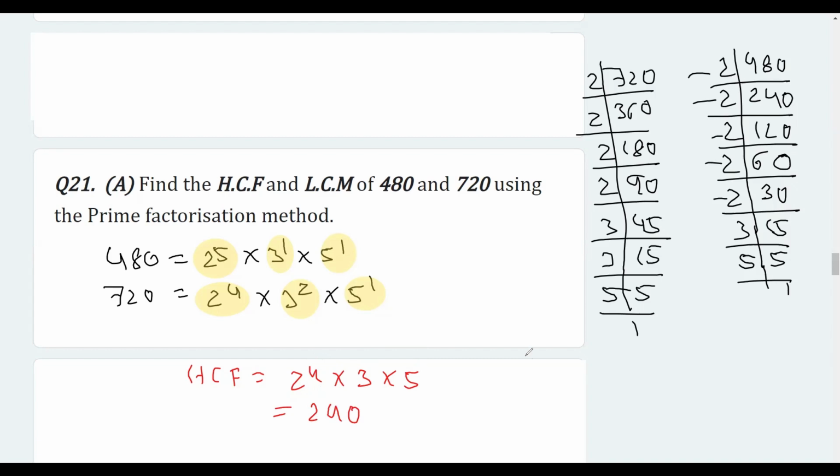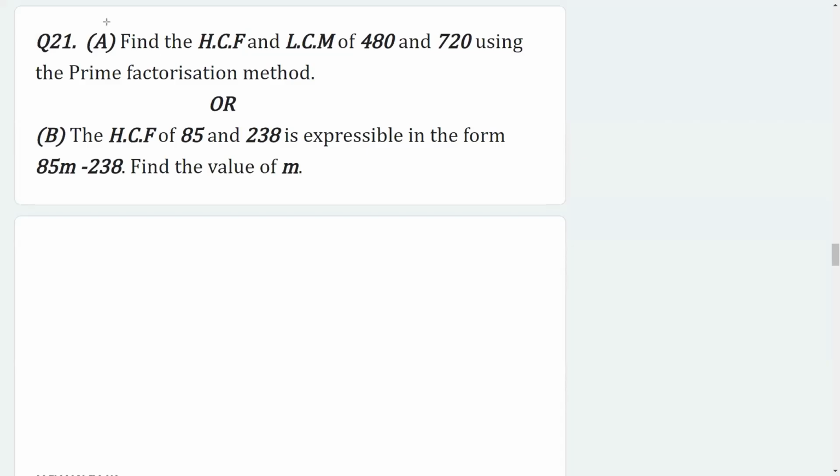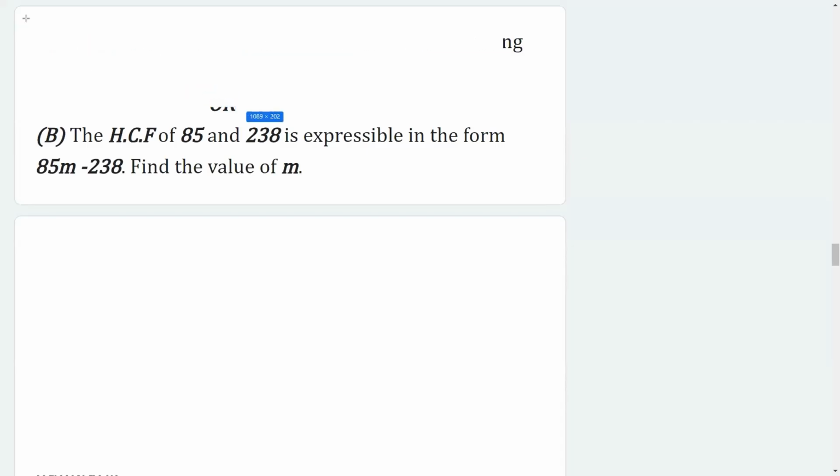Now we'll continue with the OR part, that is part B of question 26. In this question, it says that the HCF of these two numbers, if expressed in this form, is equal to this, and we have to find the value of m. So before we proceed, let's first find the HCF of these two numbers.